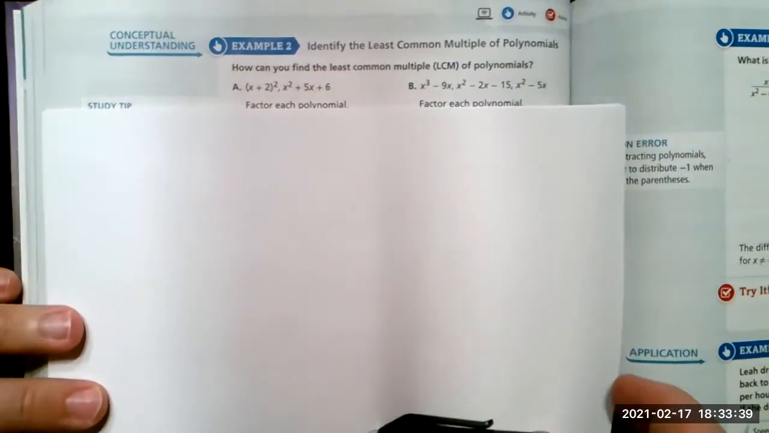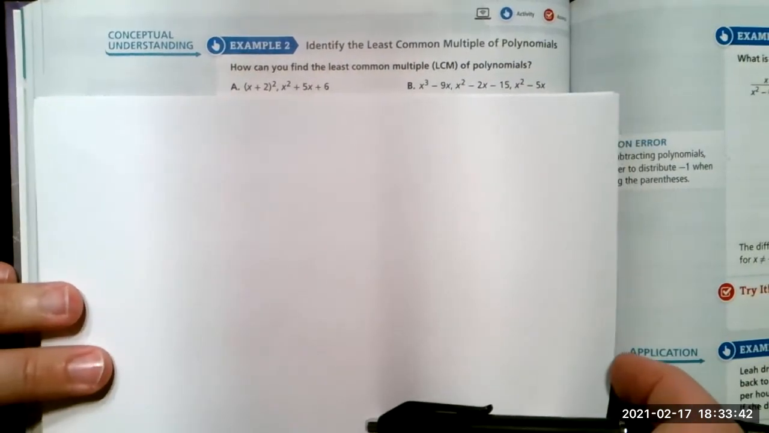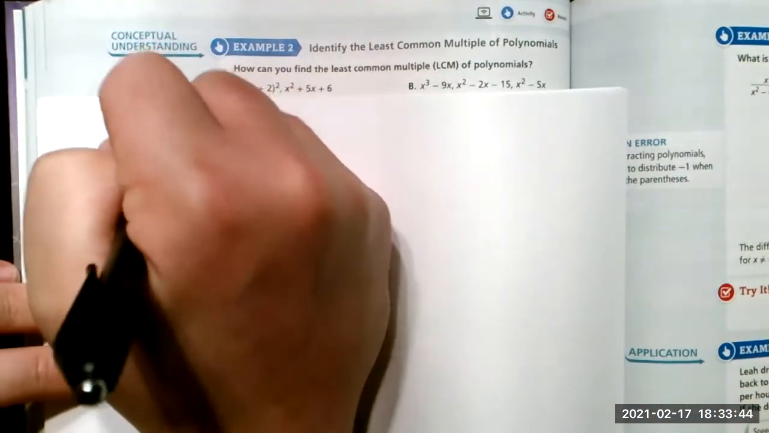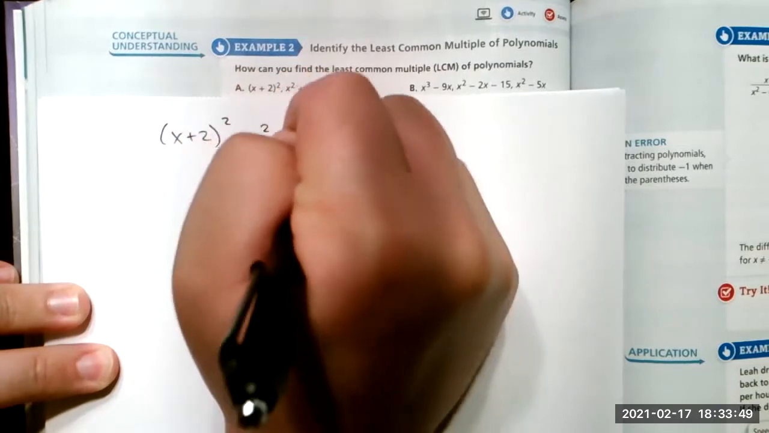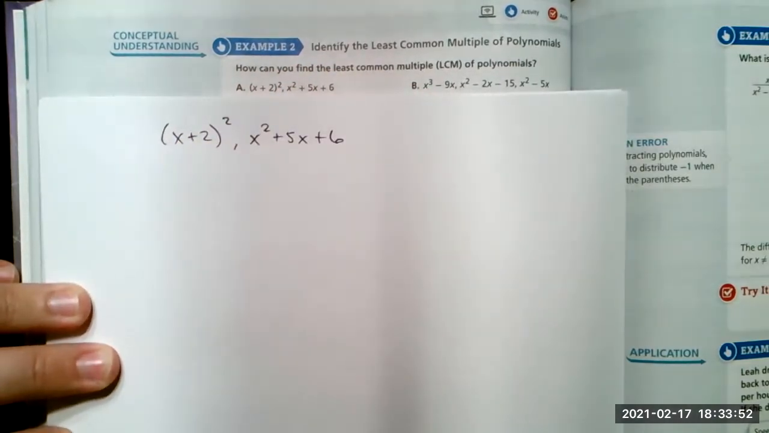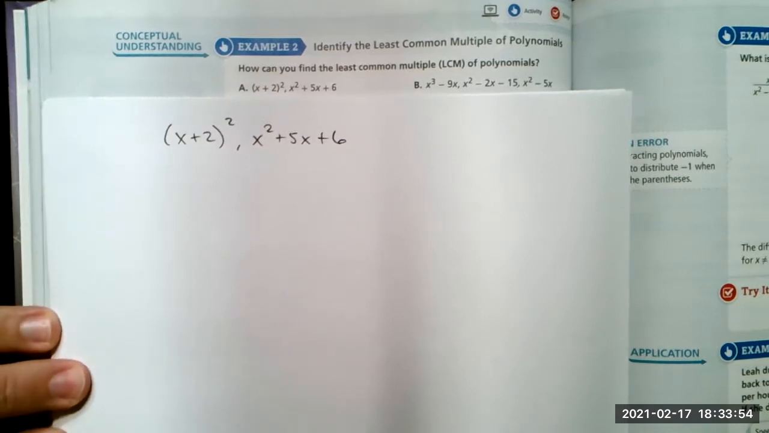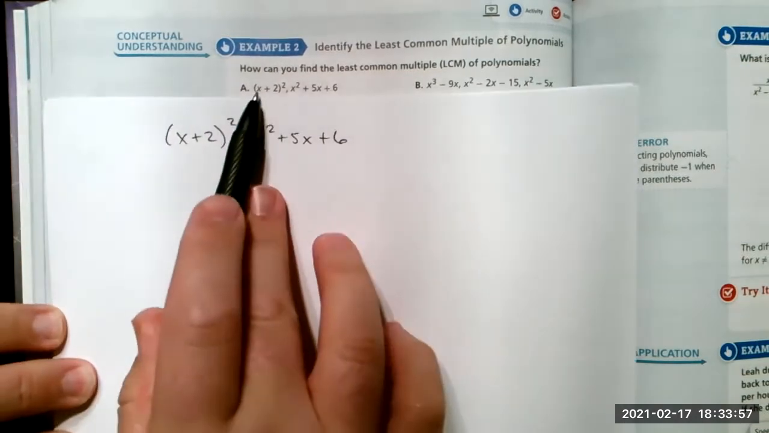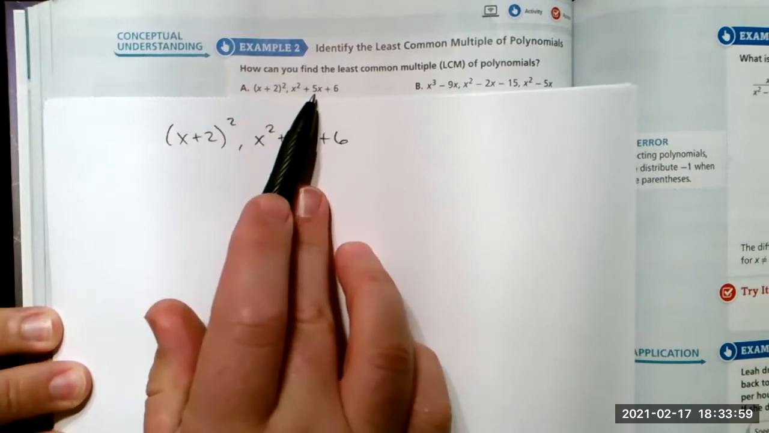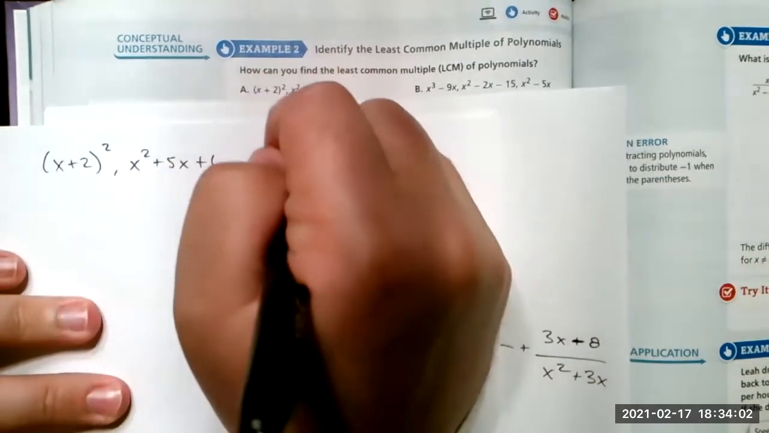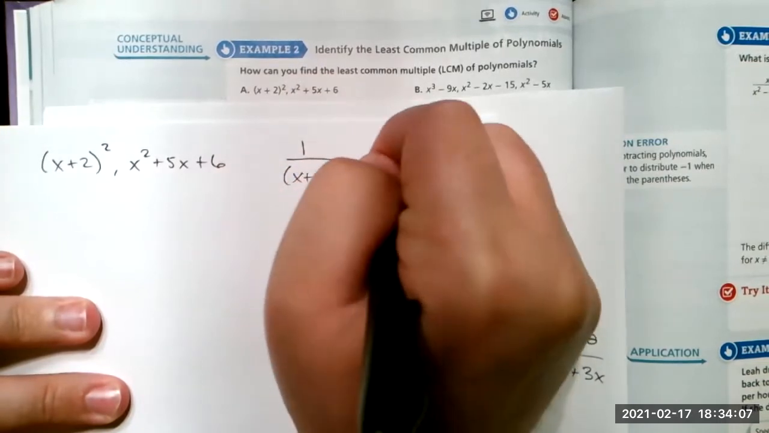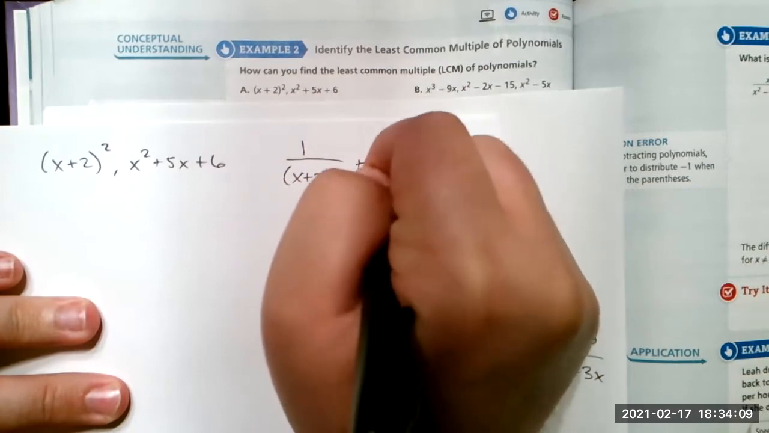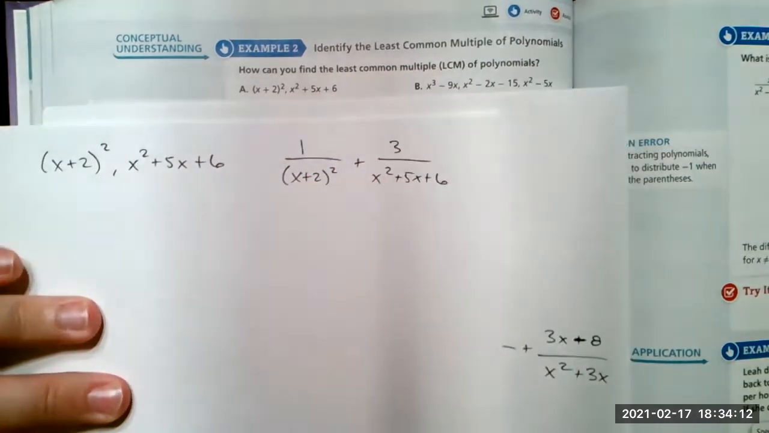Can you find the least common multiple of polynomials? So let's take a look at this. x plus 2 squared, x squared plus 5x plus 6. So this question's a little bit weird, but imagine this is like two separate fractions. So you can imagine it like this, like 1 over x plus 2 squared plus 3 over x squared plus 5x plus 6. So it doesn't outright tell you that, but that's what you're doing here.